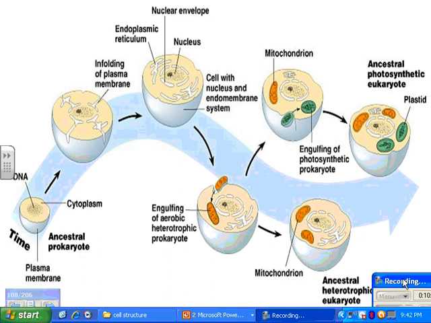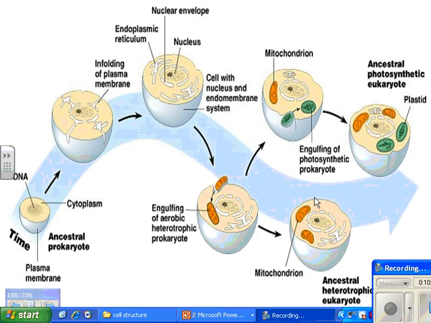So here's an ancestral cell that we would have evolved from. And here's a cell that already had the mitochondria, but now is engulfing bacteria that are photosynthetic, which is totally amazing. So this would be the ancestral plant cell. So they would have both mitochondria and chloroplasts, whereas the ancestral animal cell would only have the mitochondria. So that is just cool, way cool.